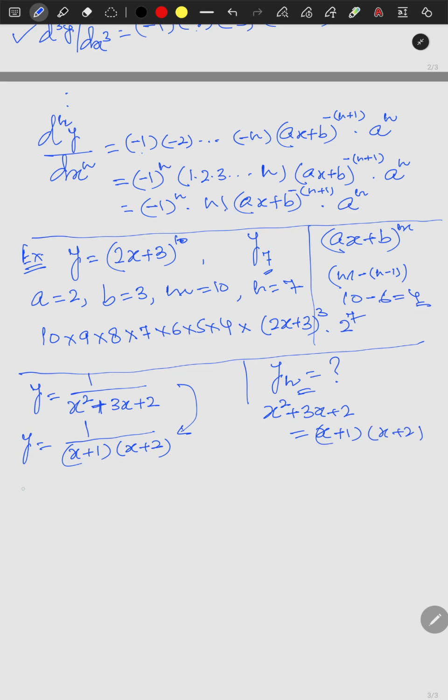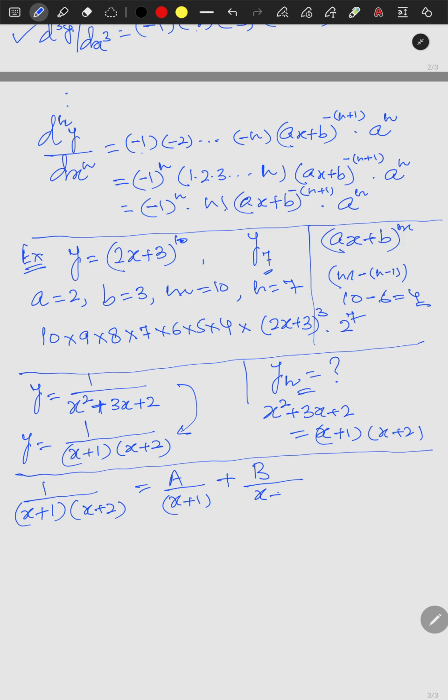Now next we perform the partial fractions of this. Okay, so let us discuss the partial fractions of this function in detail. So first of all, you can write this term as a upon x plus 1 plus b upon x plus 2. So from here you can obtain a times x plus 2 plus b times x plus 1.